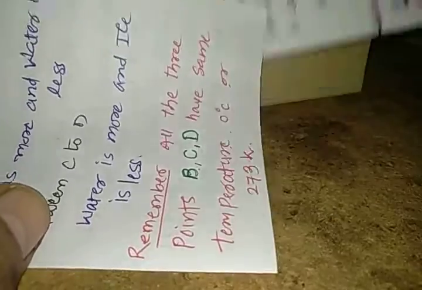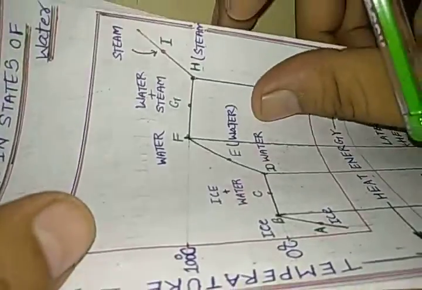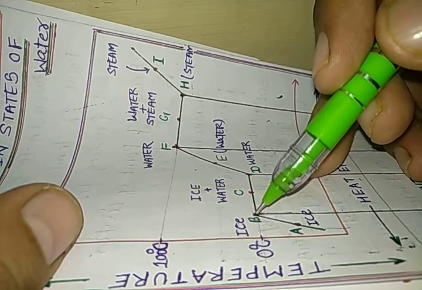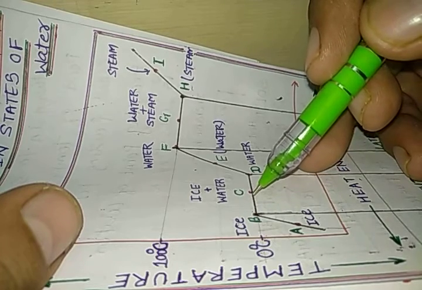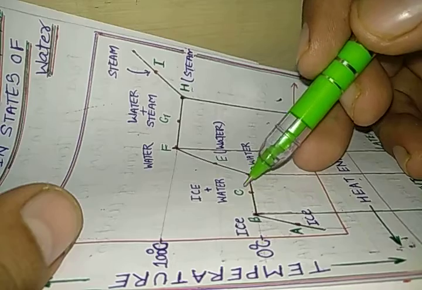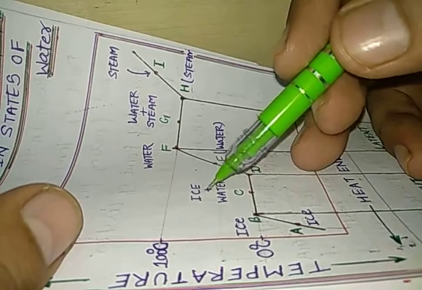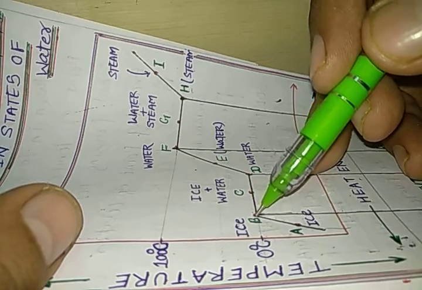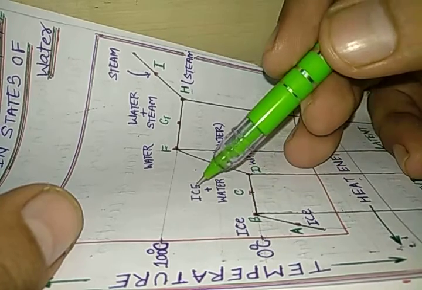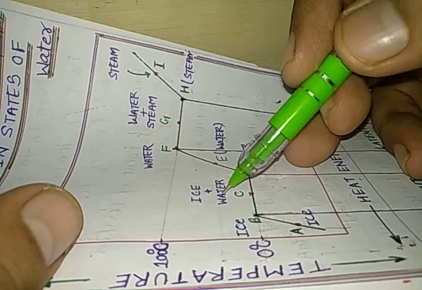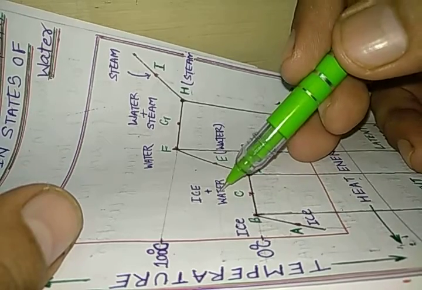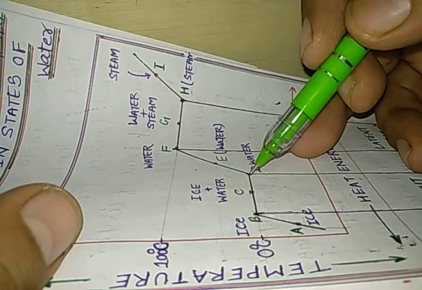Now whatever is written, let us see it in the graph. We have 1 kg ice at B. This ice started melting. We reached the point C. Here we have ice and water. In between, like B to C, we can say that ice is more and water is less. But in between C and D, we can say that water is more and ice is less.